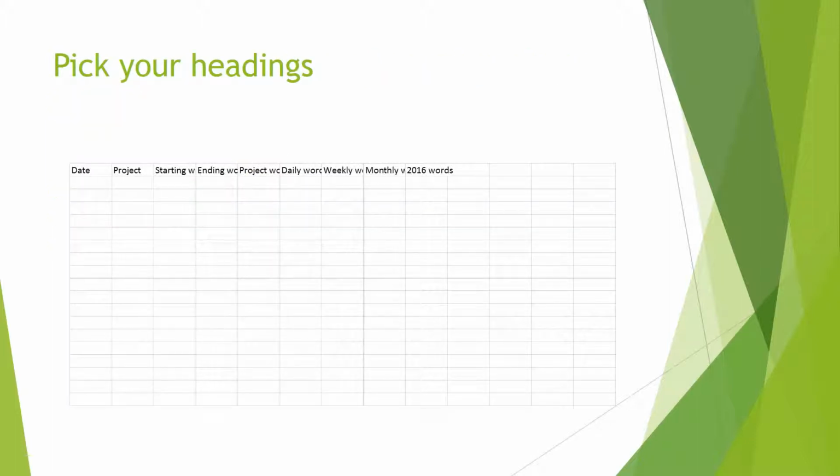Once you've decided that, you need to pick the headings for your spreadsheet. Hopefully these directions will work for any spreadsheet software. Typically, OpenOffice Calc acts more or less like Excel in its most basic commands, and I'm not doing anything super fancy here, so I'm hoping it will work across platforms. Anyway, what I picked for headings are the date, what project I'm working on, starting word count, ending word count, project words for the day, daily words, weekly words, monthly words, and 2016 total words.